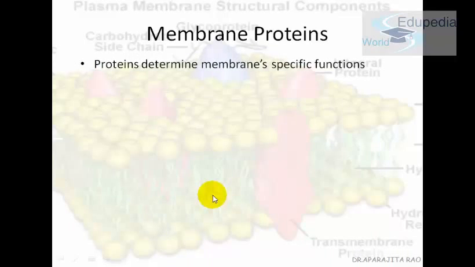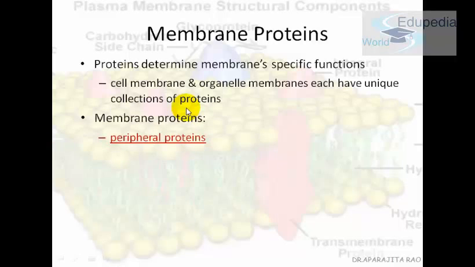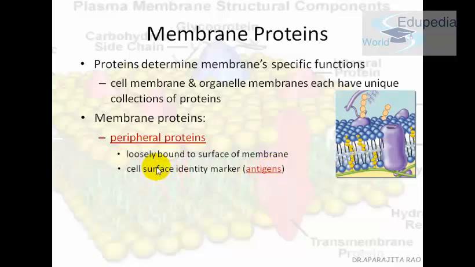Next come membrane proteins. Proteins determine membrane-specific functions. That is, the cell membrane and organelle membranes each have a unique collection of proteins, and that is how they function. There are 2 basic types of proteins. First is the membrane protein, or peripheral protein, which, as it means, is around the cell membrane. They are loosely bound to the surface of the membrane, and as they are outside, they will definitely identify things. So it will have an identity marker, that is antigens, because it has a role in identifying what should come inside the membrane and what should not.